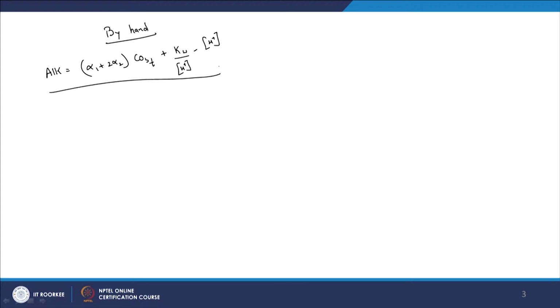Similar to the previous case, we are first going to understand how to get this done by hand. So what are the fundamental aspects here? Alkalinity is equal to (alpha 1 plus 2 times alpha 2) times CO3 total, plus Kw by H plus, minus H plus. This is something that we have used in the previous session too, so I do not need to elaborate. First we are going to look at how to calculate this by hand.